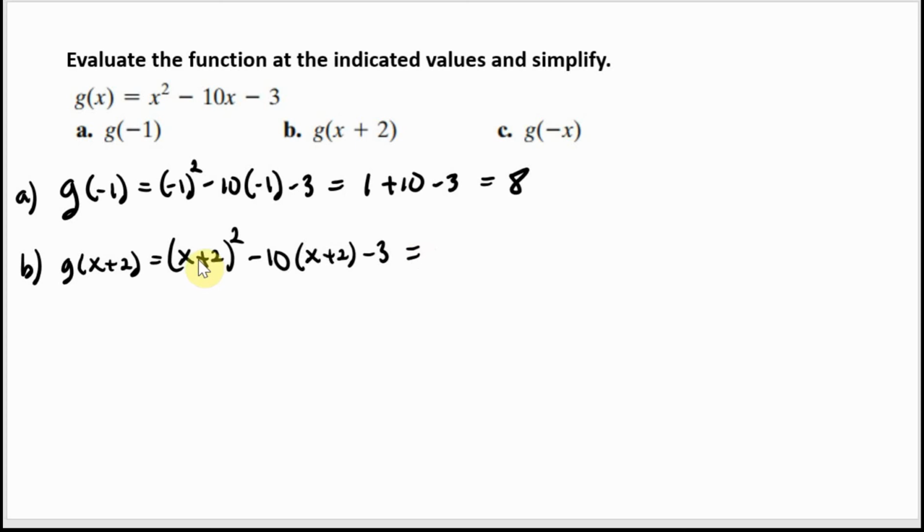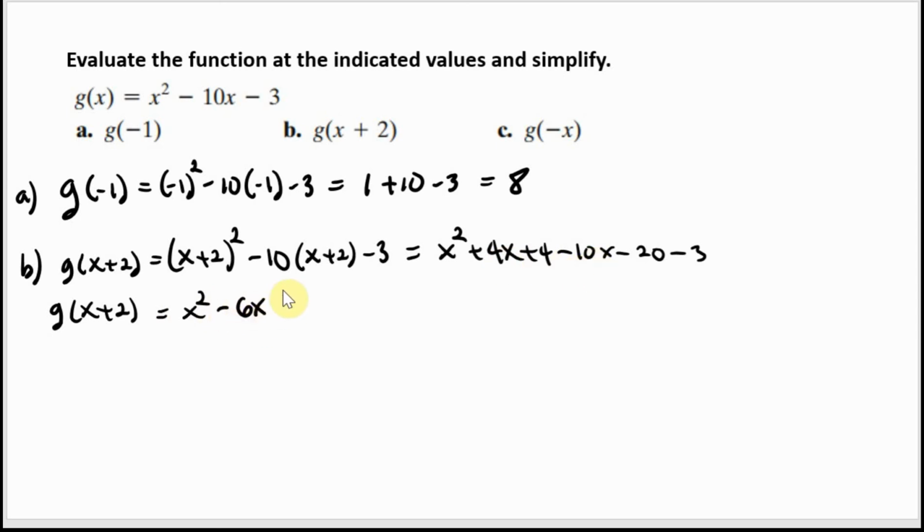So here we FOIL that out, right? So that's x plus 2 times x plus 2. So that's x squared plus 4x plus 4, minus 10x minus 20, minus 3. So g of x plus 2, that's the x squared there. 4x minus 10x is minus 6x, and then the 4 minus the 20 is negative 16, minus 3, negative 19. Is that okay?